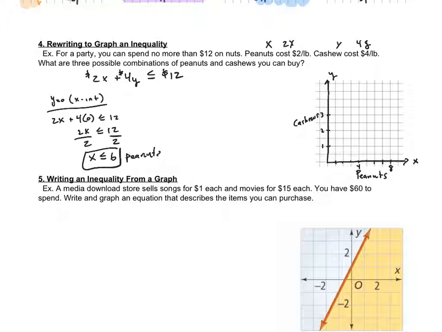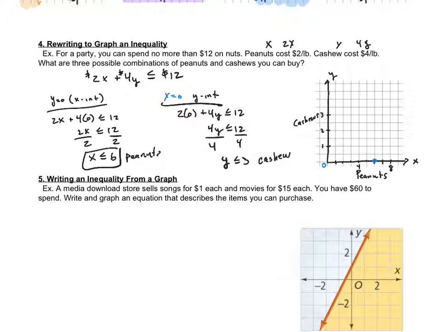So if we go ahead and graph that, 6, 0 would put me right about there: 0 cashews and 6 peanuts. Turn around and do my y-intercept. When x is equal to 0, that is going to be my y-intercept. So we're going to have 2 times 0 plus 4y is less than or equal to 12. 4y is less than or equal to 12. Divide both sides by 4, and then y is going to be less than or equal to 3. And that is cashews. Cashews are going to be less than or equal to 3 pounds.